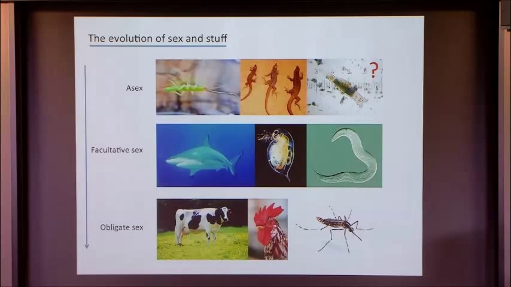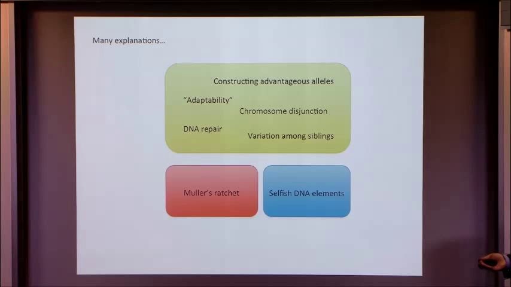So, there are lots of explanations for sex and why it's good. A lot of these explanations are easy to explain on the group level, but hard to explain for the individual, right? So, Muller's ratchet removes deleterious variation. It's good for the population, right? Your species doesn't go extinct, but sex is not necessarily so good for the individual, right?